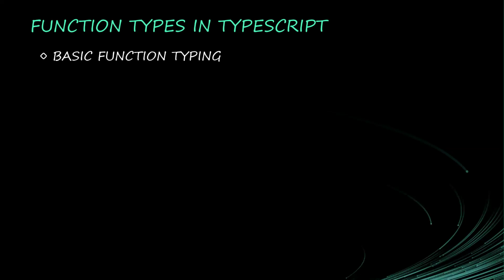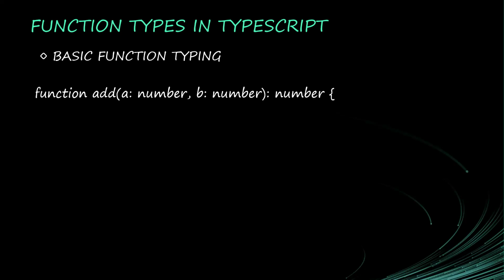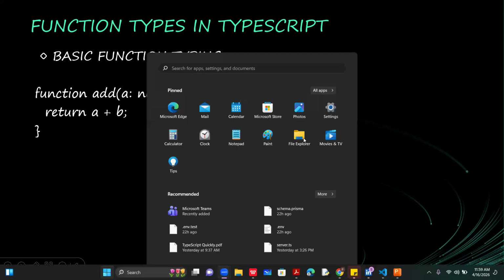For the basic function typing, we look at this function add. You can see that in this case, the parameter A has a type. The type is number. The parameter B has a type. The type is number. And it is also returning a number. So let me take you to Visual Studio Code.